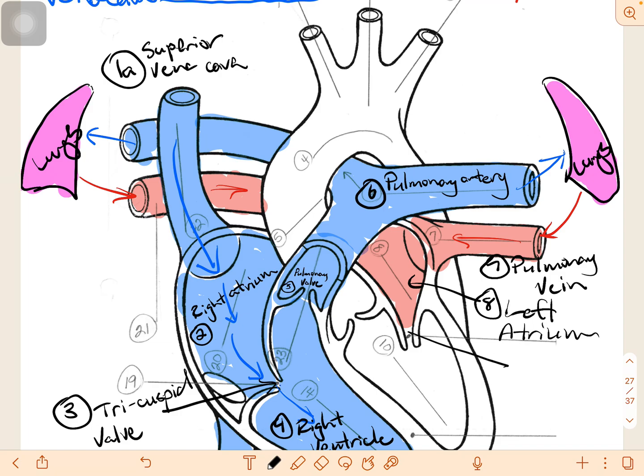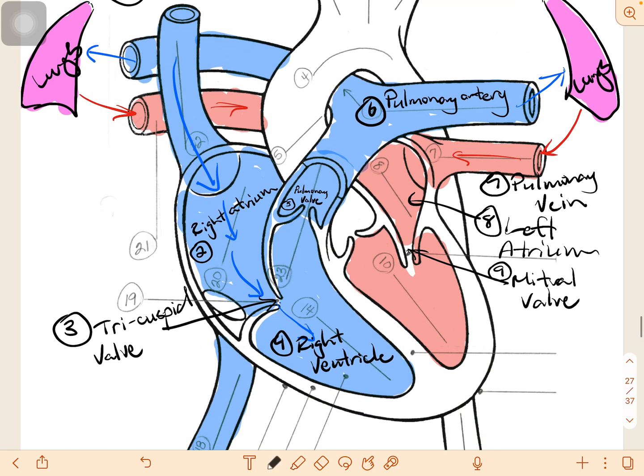Now, there is one more thing that we need to label over here before we get to the ventricle. That is going to be the mitral valve. And we're going to call that number 9. The mitral valve. Blood is going to be oxygenated. Still oxygenated. And we're now in the left atrium.